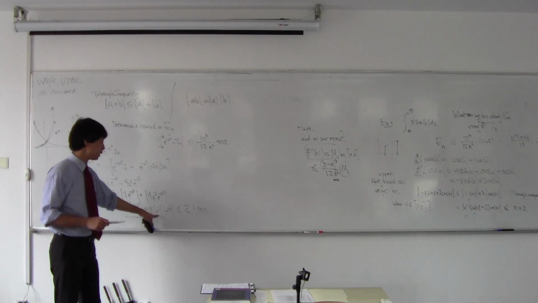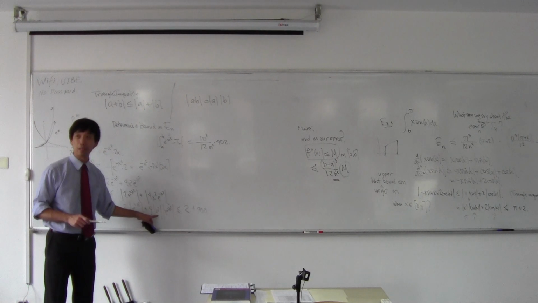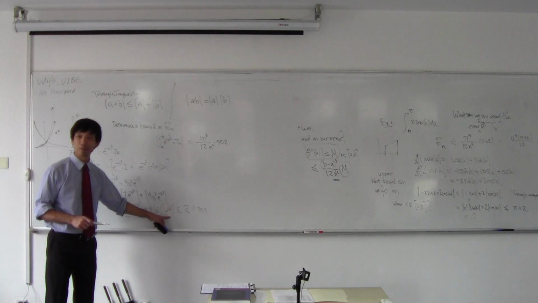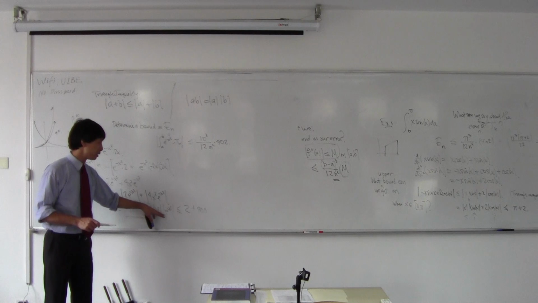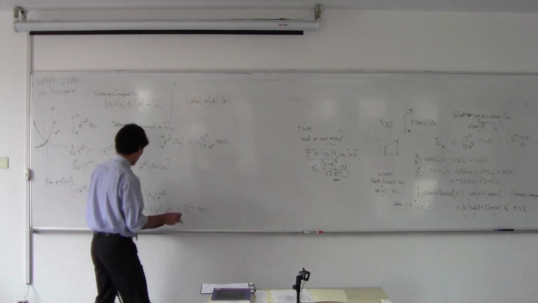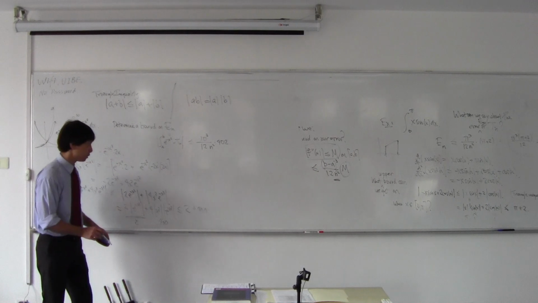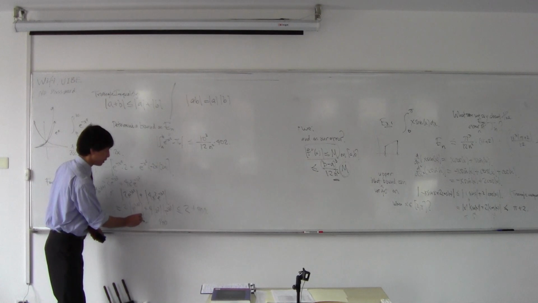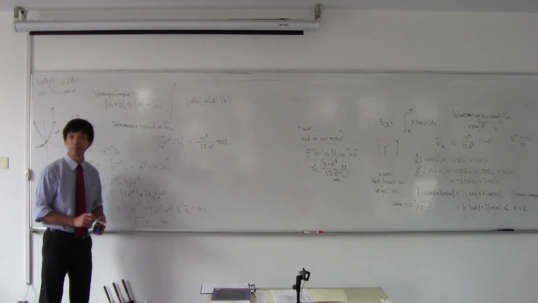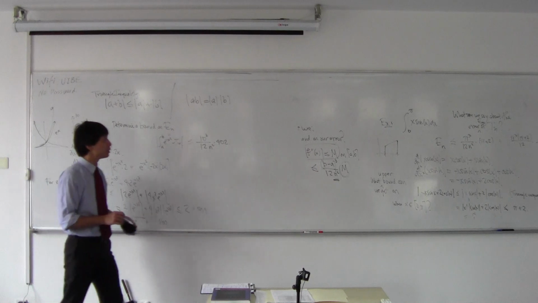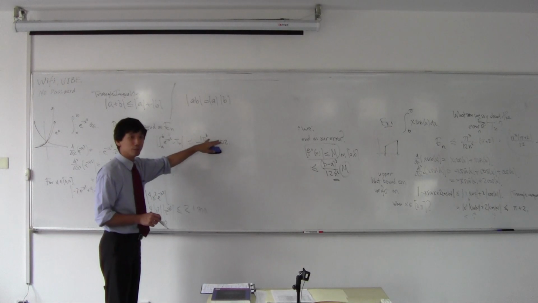Why is it 400? Because we took the biggest x squared could be, 100, right? What's the biggest this could be? 1. So this thing is smaller than 400, and this thing is bounded by 2. So the total bound is going to be 402. So the number is huge.